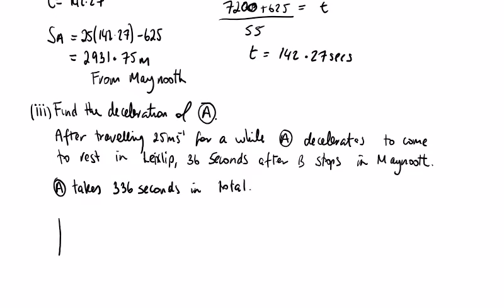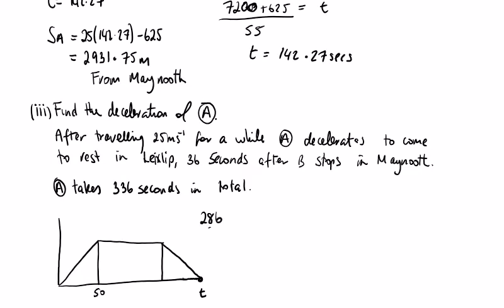So we just look at this speed time graph again. It traveled for 50 seconds. That is a terrible straight line. Better, even though it's not great. And then decelerates like this. So we take this as t. Total t is going to be 286, isn't it? Yeah, 286 and 50 is 336.